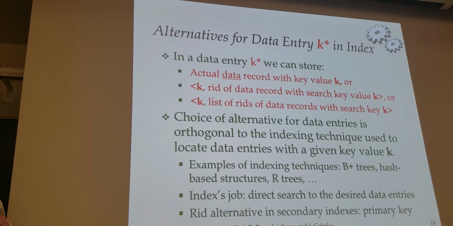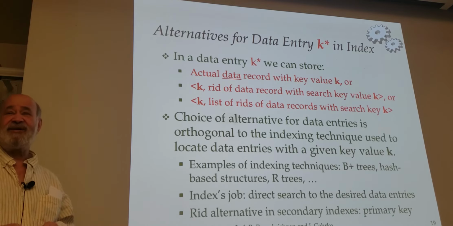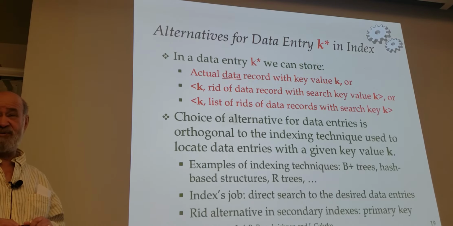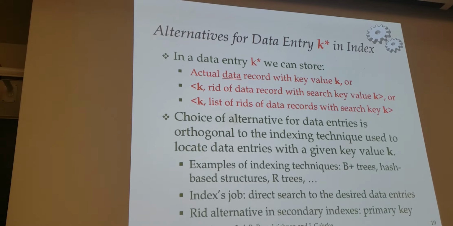So, having said that, now I'm finally going to tell you about data entries. I've already given you a feel for it. I'm going to give you a little bit more than a feel now, and I still have 9 minutes left. There are 3 alternatives, which again, because I'm boring, I will call alternatives 1, 2, and 3 for how K-star is stored. Remember K-star, K is a search key, K-star is the data entries that correspond to K.